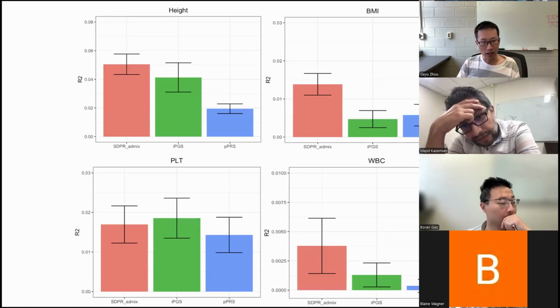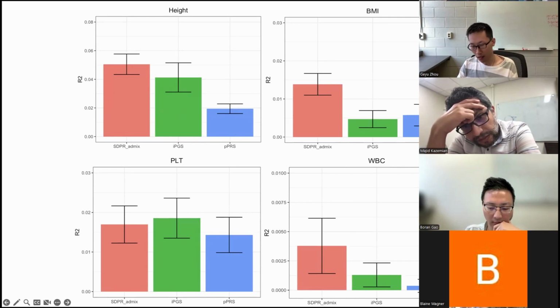Again, we test on the full traits and we compare with two other methods. And we can see that the prediction accuracy is about a 22% improvement over PRS-CSx and about a 100% improvement over partial PRS.